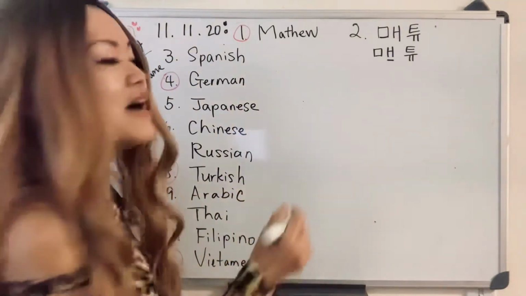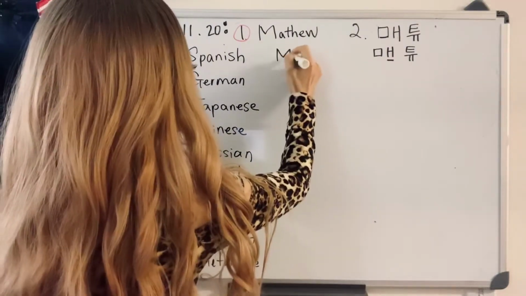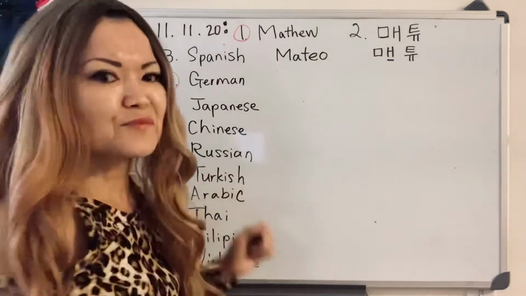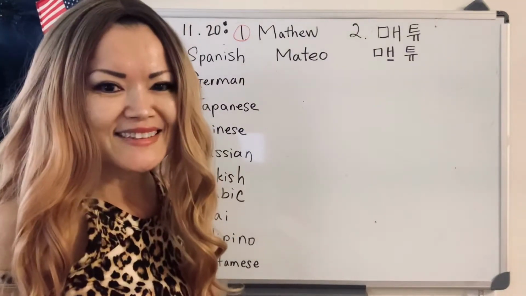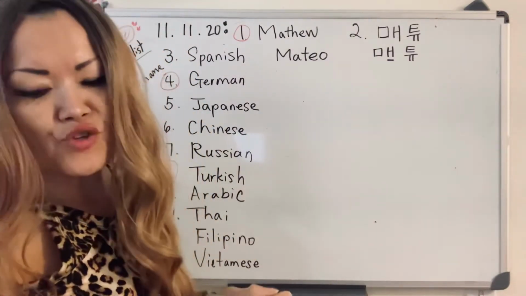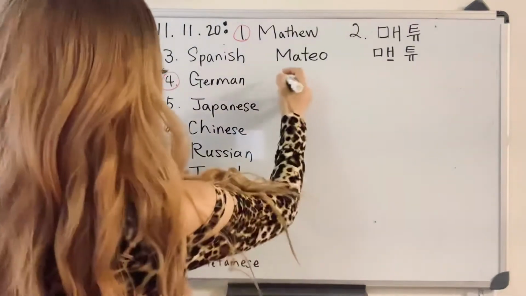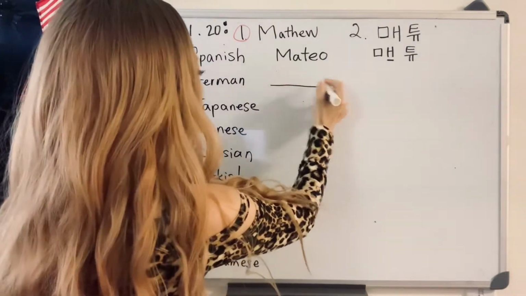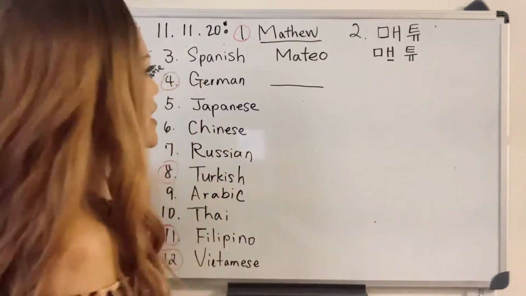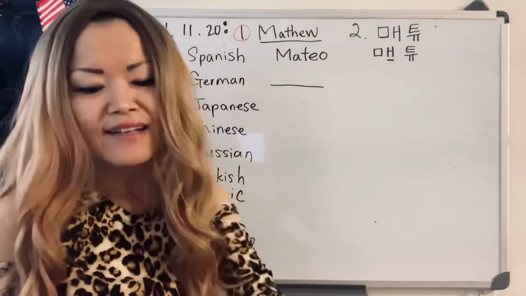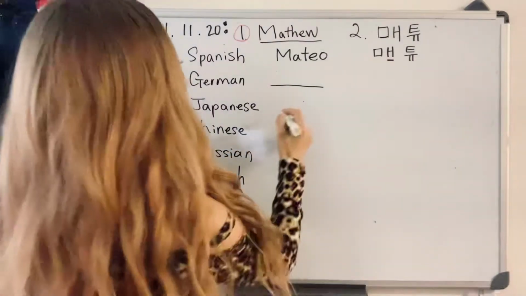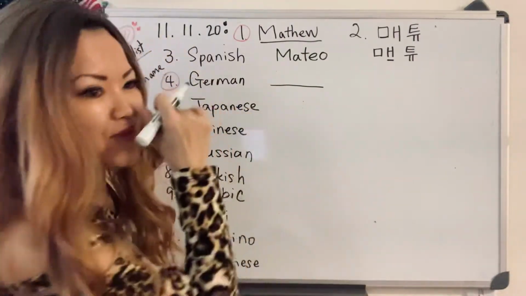Spanish is Mateo. Mateo. Okay, and then German is Matthew. It's the same, so I'm not going to write it. Underline, lazy style. Okay, let's go Japanese. Japanese is Mashu. Mashu. Sounds funny, isn't it?